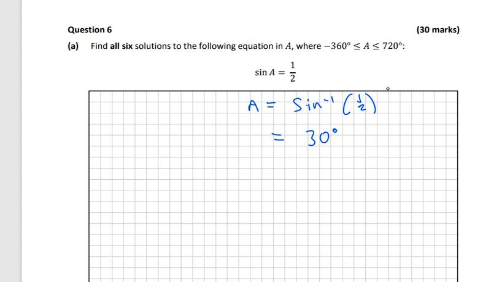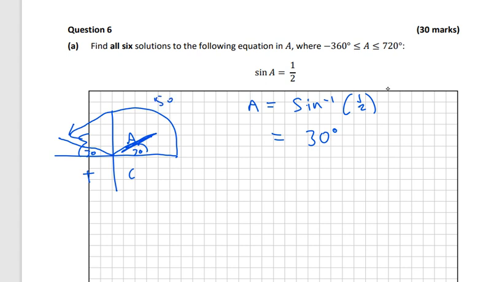If we go to our CAST diagram, it tells us where everything is positive, and sin is positive in that quadrant there, so that's one answer, which is 30. And then if we make a reference angle here as 30, and because sin is positive in that quadrant, then from there to there has to be 150. So therefore a equals 30 and a equals 150.